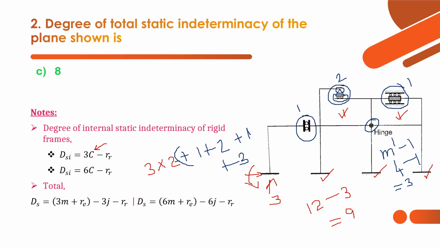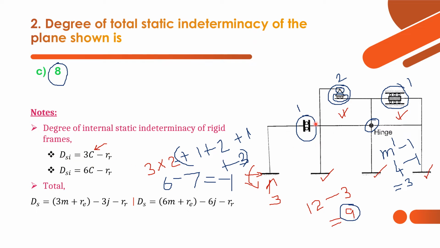So we have to subtract. 3 into 2 is 6, minus of, so we have 3, 4 and 7. So DSI is equal to minus 1, and we have already external static indeterminacy as 9. So total static indeterminacy is 9 minus 1, 8. So in this problem we have calculated how to find the internal static indeterminacy and external static indeterminacy of frames, rigid frames.